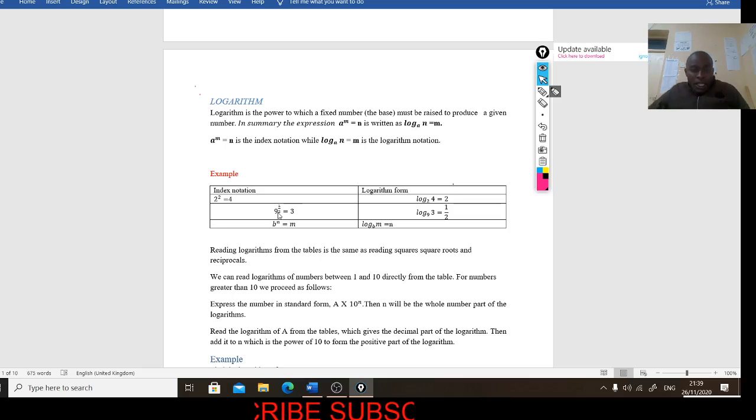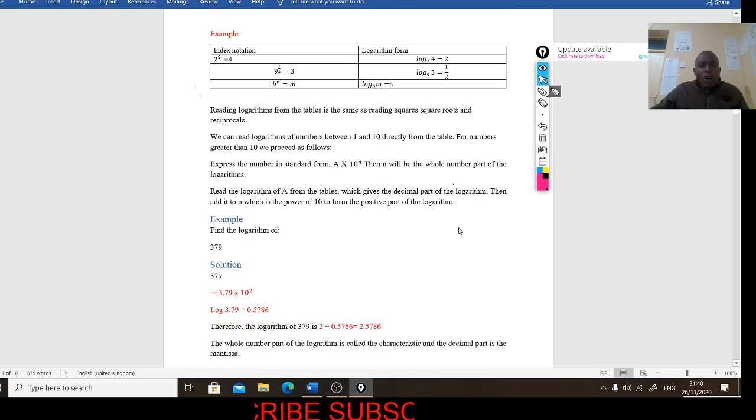Like if we talk about 9 to the power of a half equals 3, that means log to base 9 of 3 equals a half. In general, b to the power of n equals m becomes log to base b of m equals n. So that is how we change index notation to logarithm form.